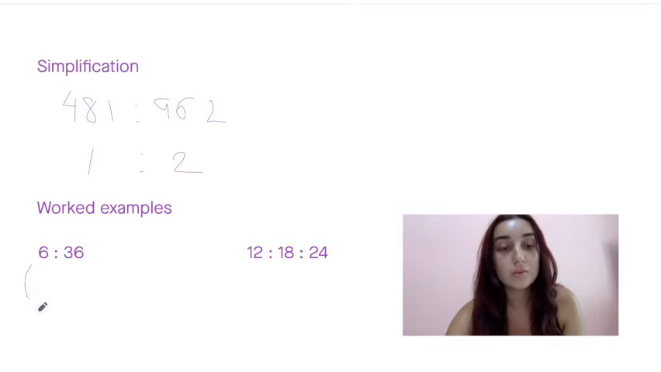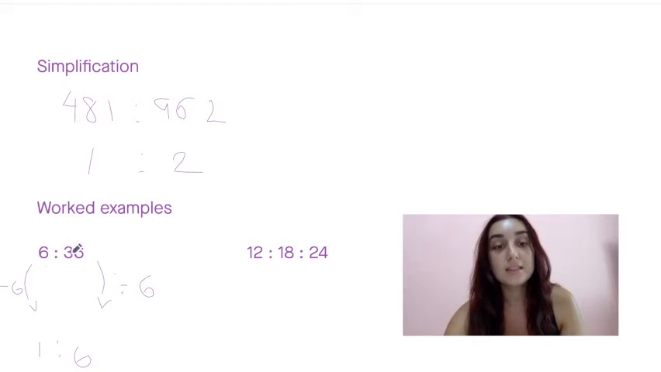So we do that. So we divide 6 by 6, and we'll also write it here. And we'll divide 36 by 6. So we'll also do that here. 6 divided by 6 will give us 1. 36 divided by 6 will give us 6. So we realize that this 6 to 36 is the same as writing 1 to 6.